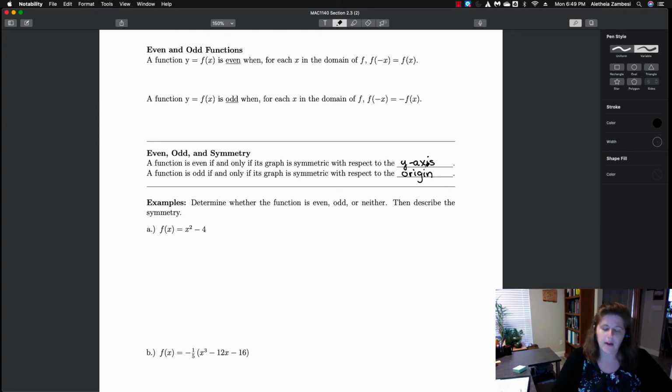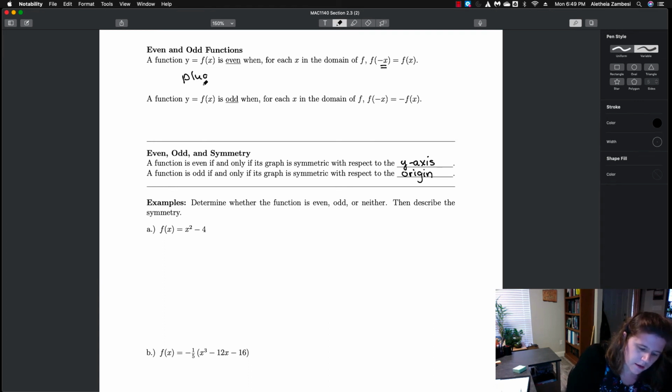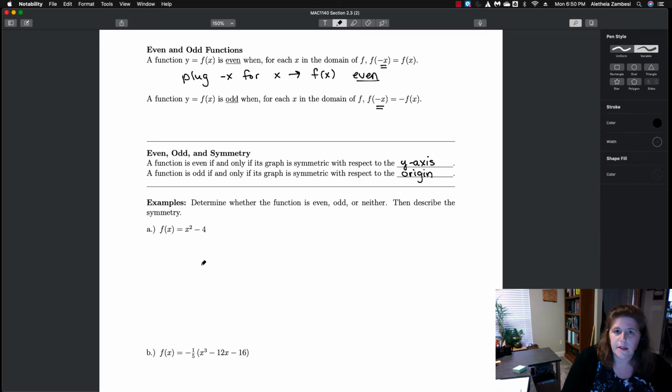Now, in order to tell algebraically, what we do is we plug in these negative values and then simplify. So here we would plug negative x for x, and then if it simplifies to regular f of x, like what you started with, then you have an even function. For an odd function, if you plug in negative x and it simplifies to a negative in front of the whole function, then the function is odd.